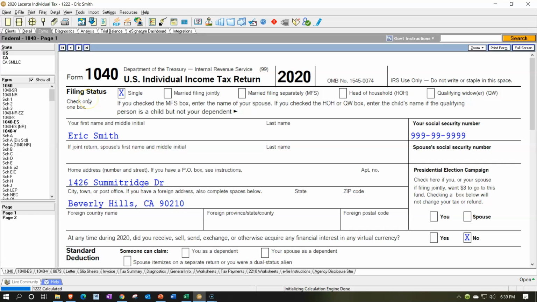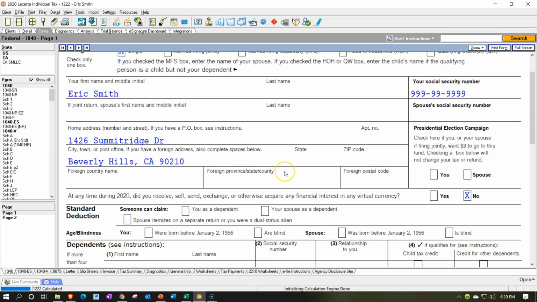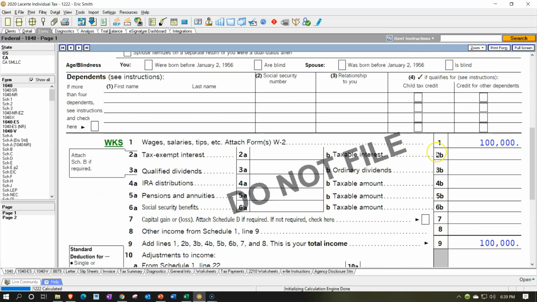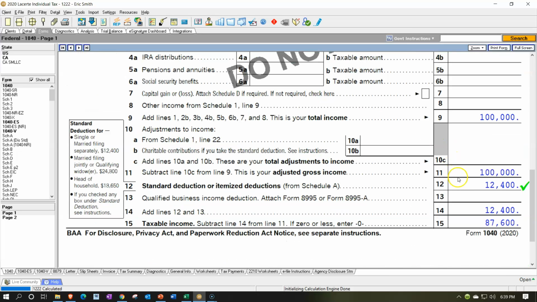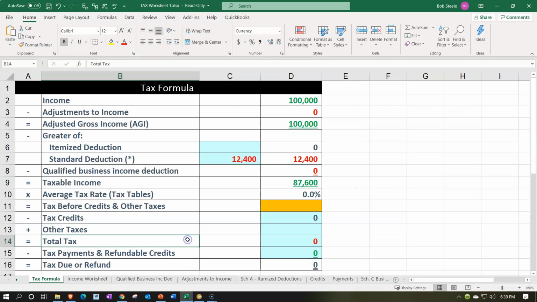We have our beginning point, our typical beginning point with the single filer for Eric Smith, living in Beverly Hills 90210, 100,000 W-2 income, 12,400 for the standard deduction, giving us the 87,600 taxable income. We can also see that on our Excel worksheet. We have the 100,000 income, 12,400 standard deduction, and then the taxable income at the 87,600.